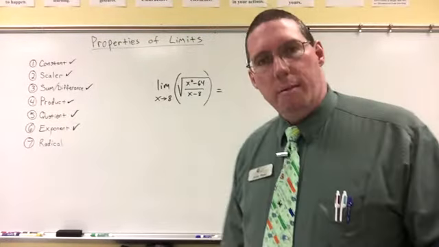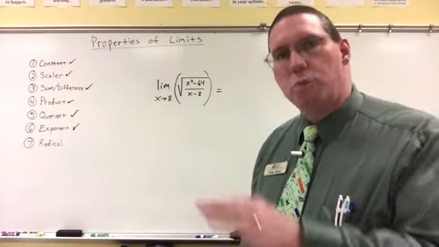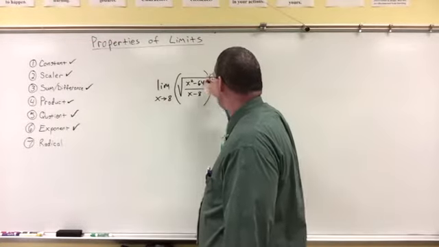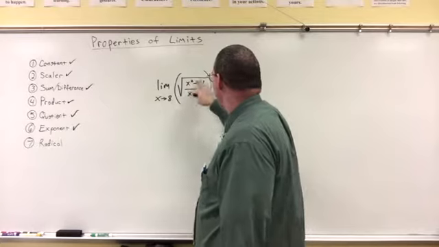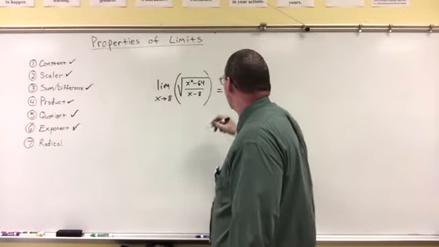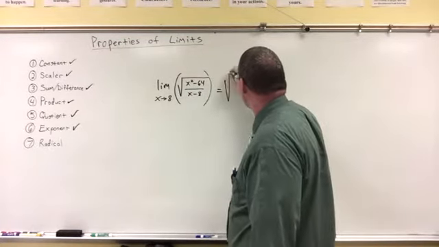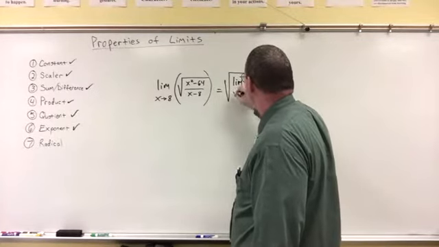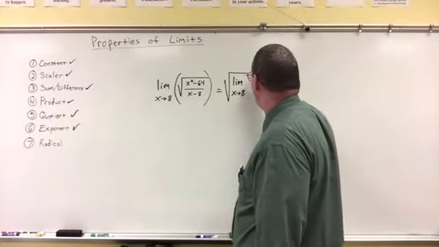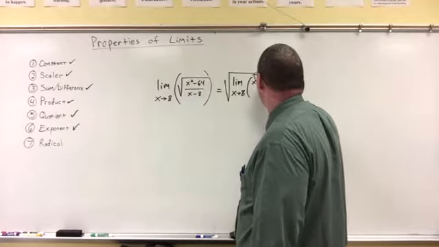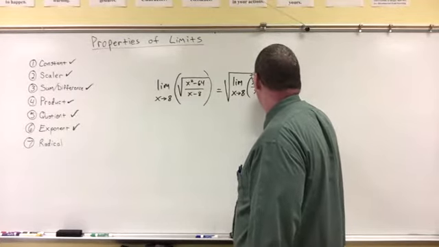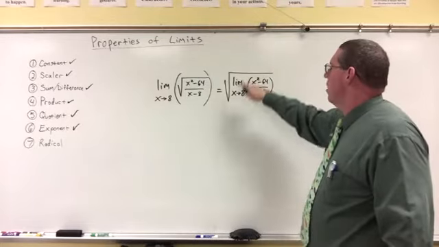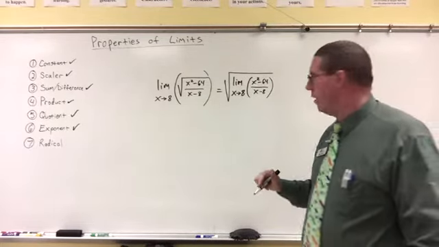Well, the limit of a radical is equal to the radical of the limit. What you can basically do is just ignore the radical, do the limit of this thing, and then put the radical back on. So basically, we can just do the square root of the limit as x approaches 8 of x squared minus 64 over x minus 8. So all we have to do is solve the limit first, then take the square root of it.